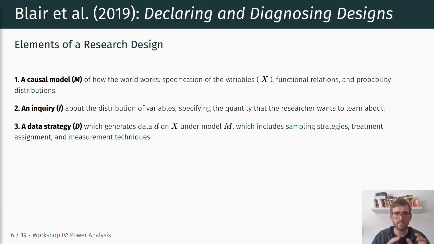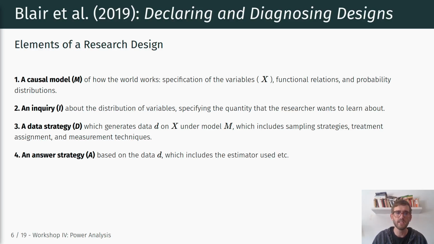which we denote as D, on X under model M. Okay, so that includes things like sampling strategies, treatment assignment, measurement techniques. So those are all the components that, based on the underlying causal model, create your observed data that you ultimately can use to estimate your model. Okay, and then we have an answer strategy A, which is based on the data and includes the estimator used, for example, an OLS model with interaction terms or things like that, right?